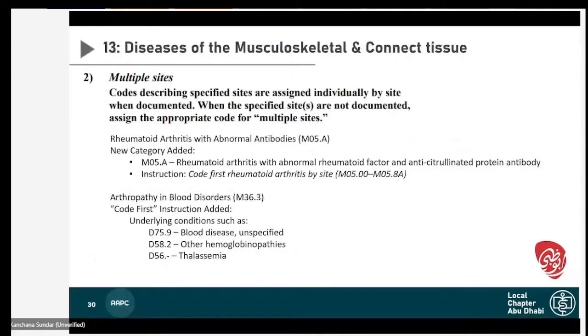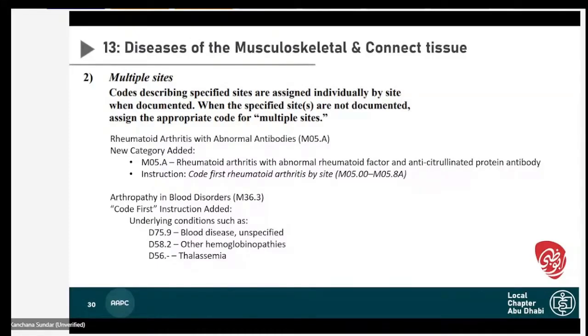And coming to the diseases of the musculoskeletal system and connective tissue, again, they have re-emphasized the multiple sites, which we have already learned, like specific site. If it is documented, please go with a specific site. If multiple sites are specified by the physician, go with the multiple site code, don't go with other specified site. And another addition is rheumatoid arthritis with abnormal antibodies being included.